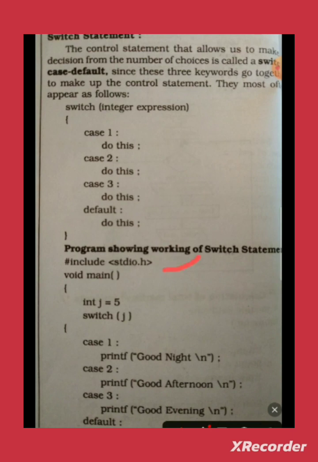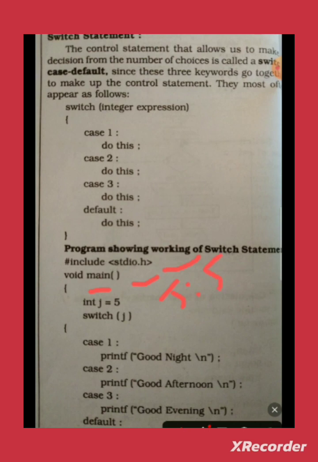This is the documentation section. Hash include stdio.h, and every program must have a main function. Now let's say I have 4 or 5 cases in this program. For that, to initialize it, I need to declare some variable, right? I'm just using an integer j equals 5, maximum 5.